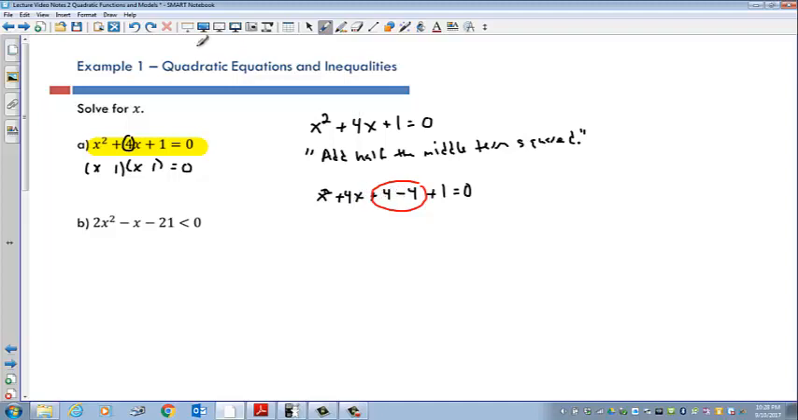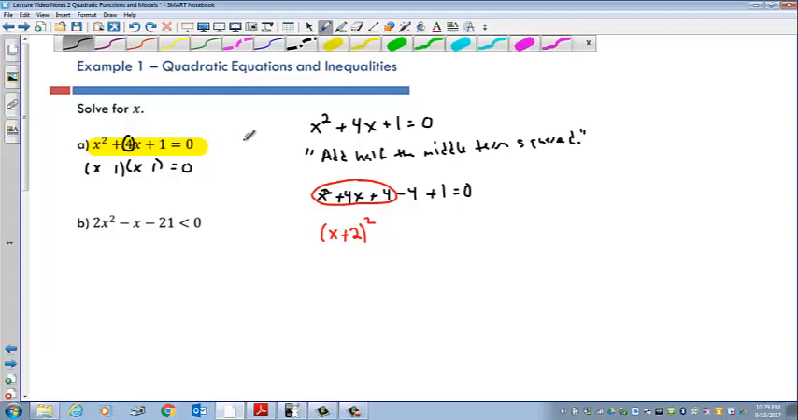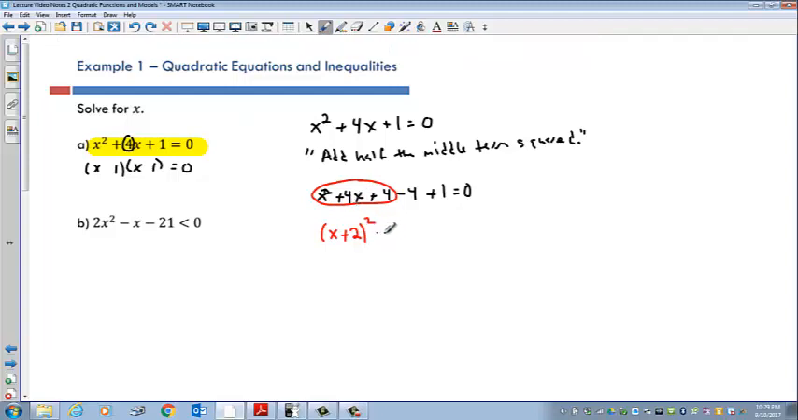But what we do get is that this piece right here can be written as a complete square. So we should be able to write this as x plus or minus something. It's plus in this case because you have a plus there. And then 2, because 2 squared is 4, quantity squared. If you multiply this out, or FOIL it out, you'll see you get back x squared plus 4x plus 4. And then of course we have the minus 4 plus 1, which is minus 3, and this is still equal to 0.